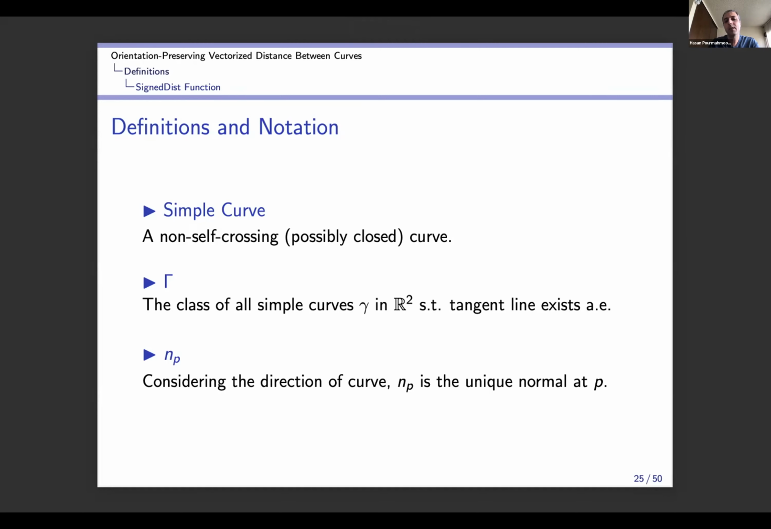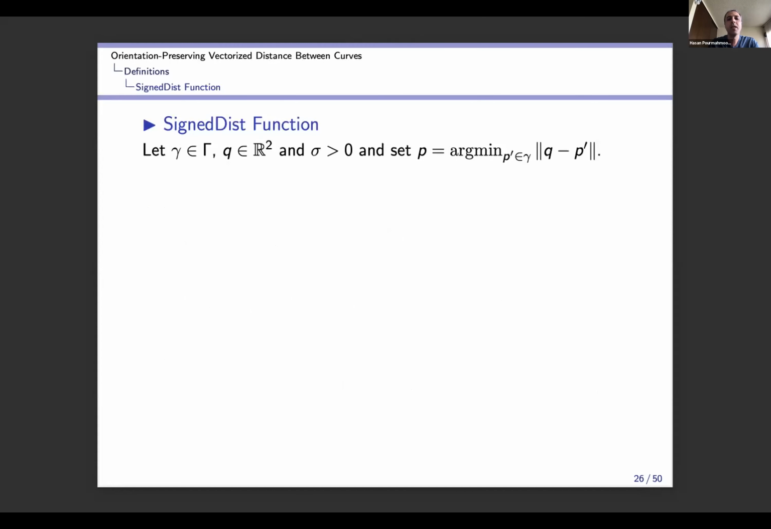Considering the direction of the curve, we have a unique normal. If we don't consider it, we have two normals, but considering the direction of the curve according to the right-hand rule, we can have only one, which is well defined.